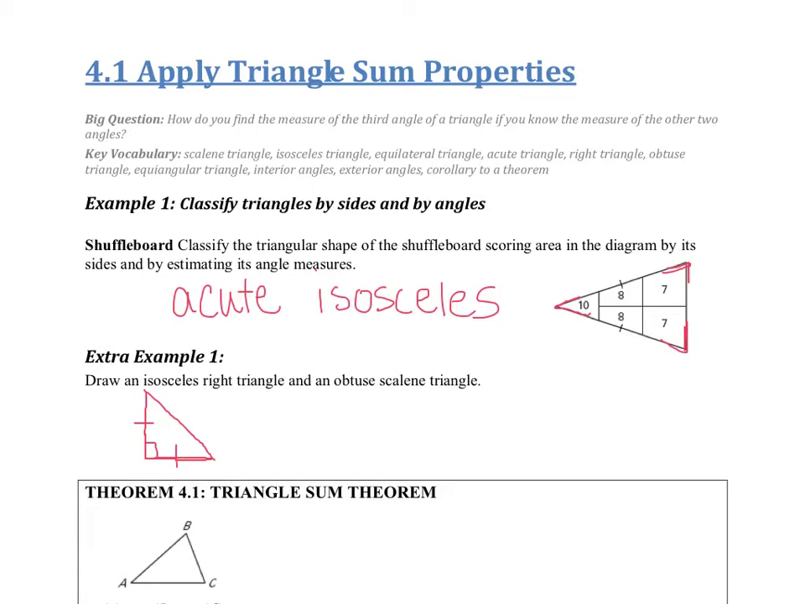Now we need an obtuse scalene triangle, so I'll start by drawing my obtuse angle. And since it's scalene, I'm going to make these two sides different lengths, and then my third side will be still a different length. So that would be an obtuse scalene triangle.